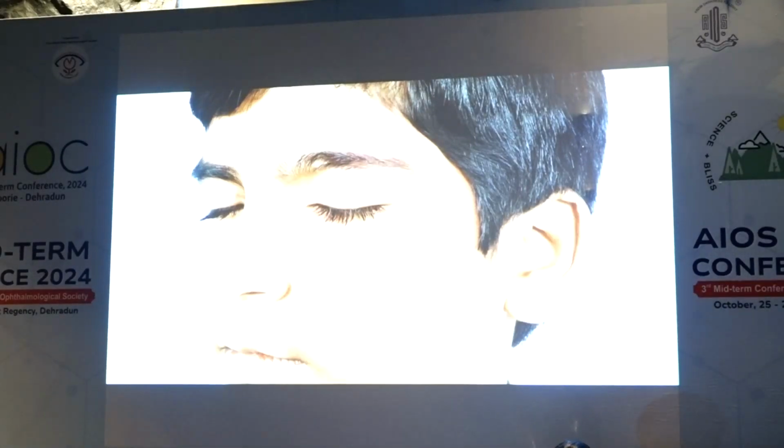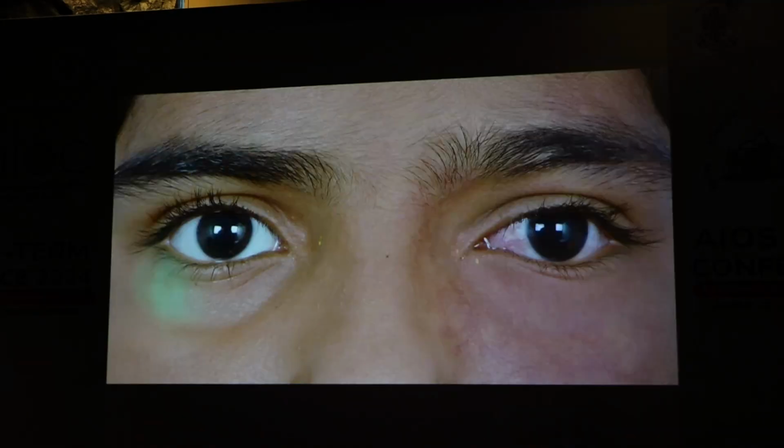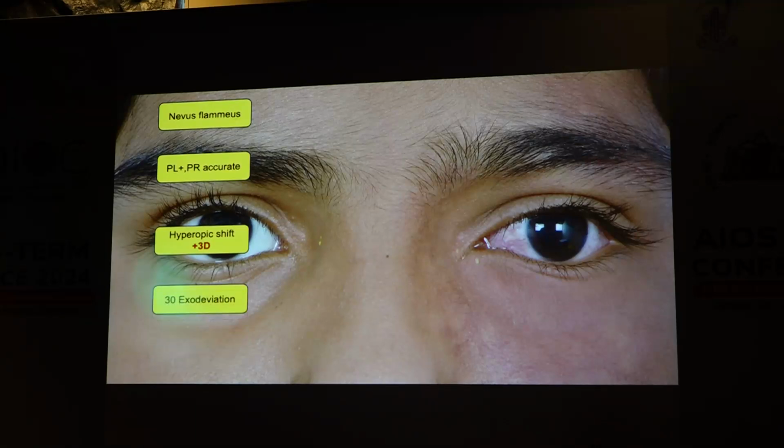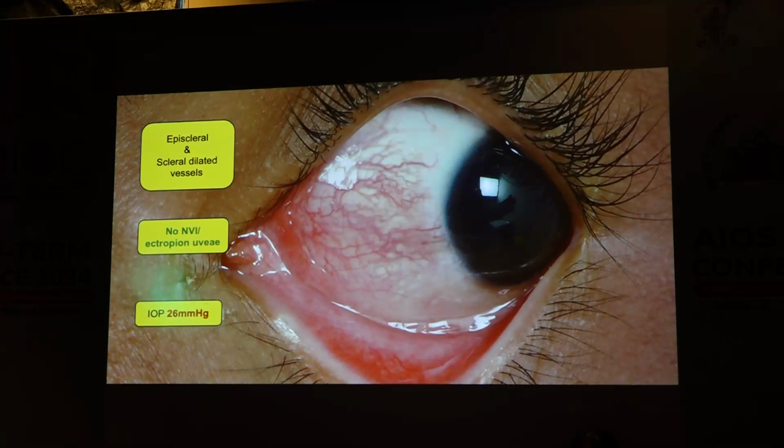A 12-year-old boy presented to us with a pinkish discoloration of the left hemiface since birth, and he had congestion in his eyes since about 1 week to 10 days. He did not have any underlying CNS manifestations. On examination, the left hemiface had nevus flammeus, and the visual acuity was perception of light with a 3-dioptric hyperopic shift on refraction. There was a tuft of dilated capillaries on the conjunctiva, episclera and sclera, and he had raised intraocular pressure.